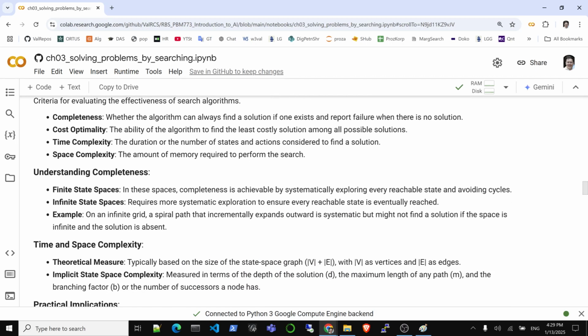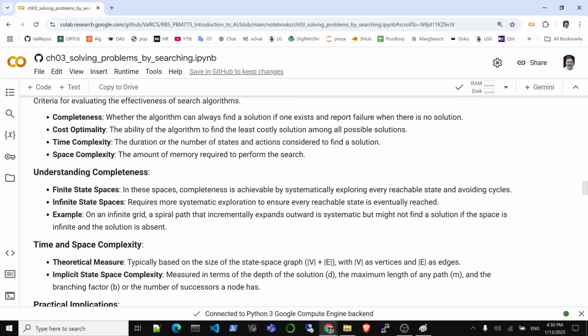Completeness: also, are you going to be exploring the whole state space, all of these possible states? If you have a possibly infinite state space, then by definition you can't explore everything. So you need some sort of strategy. You can't just check everything. You cannot use brute force.